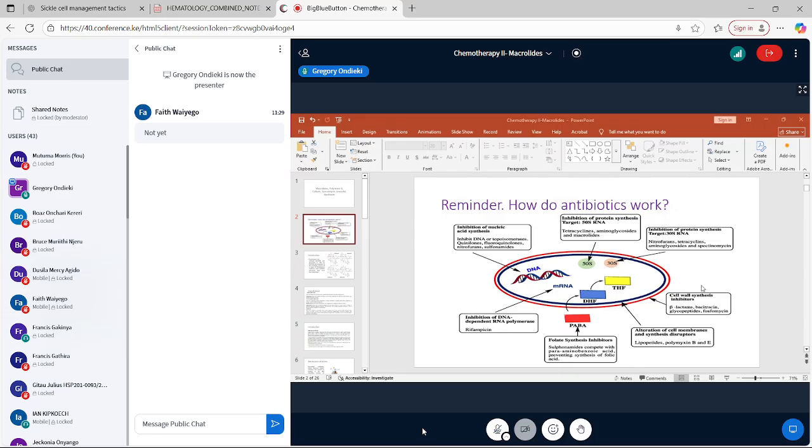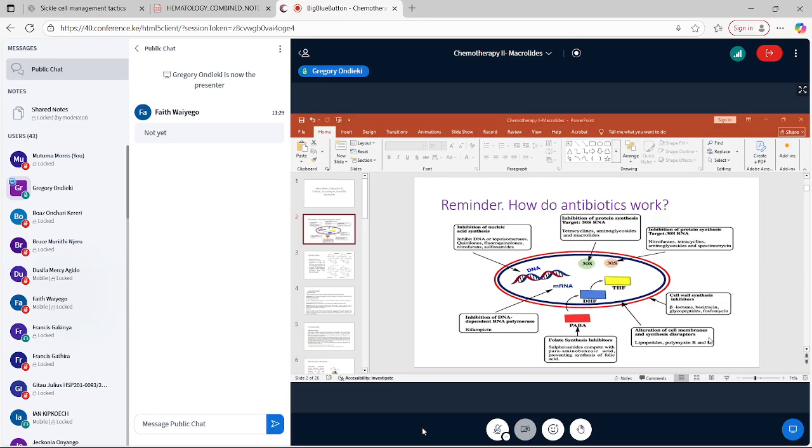Then nitrofurans will affect the 30S alongside tetracyclines. Then we have those affecting the cell wall. We know about beta lactams and cephalosporins, and also drugs like vancomycin. Then for those affecting the cell membrane, we have lipopeptides and polymyxin B. This one, polymyxin, is normally used as a topical preparation.